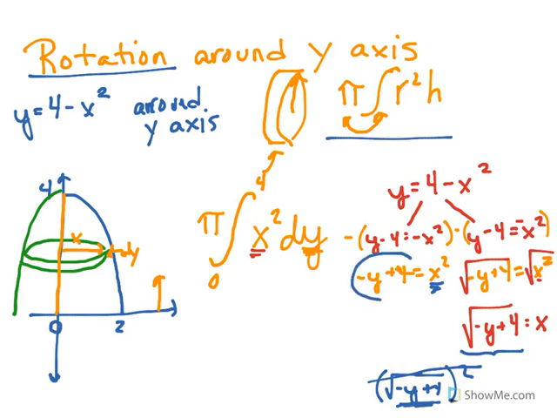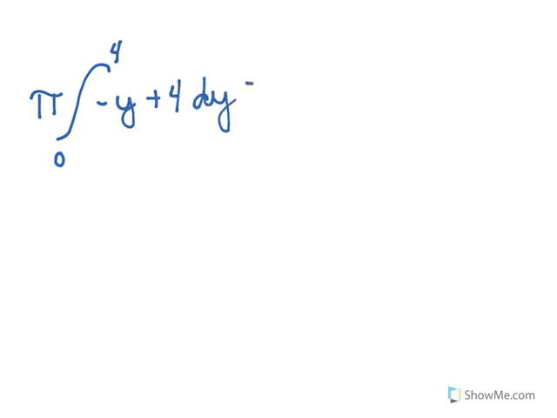So I'm going to substitute this in for x squared, but I'm going to do it on another page. And I will put down pi, the integral from 0 to 4 of negative y plus 4 dy. And this is a typical non-calculator problem. I'm now ready to integrate.